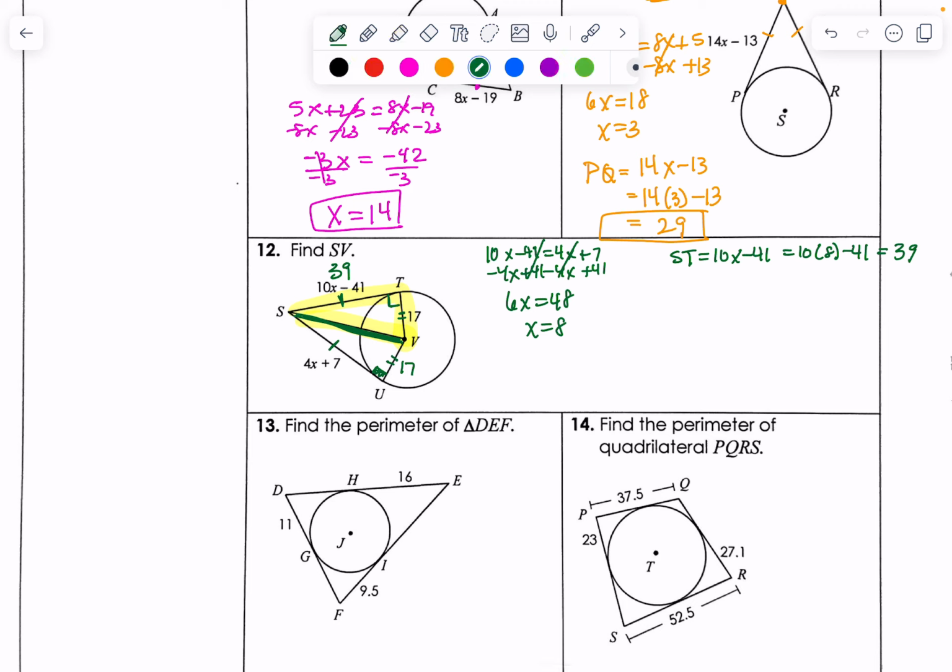So now I can use the Pythagorean theorem on this triangle and find SV. So then I can say 39 squared plus 17 squared equals y squared. We're going to call this hypotenuse y. So that is, when I do it all together, 810 equals y squared. Take the square root of both sides, and that's 42.5.